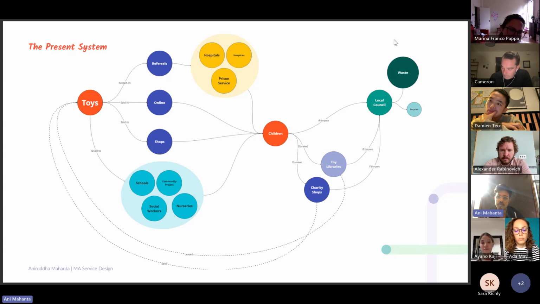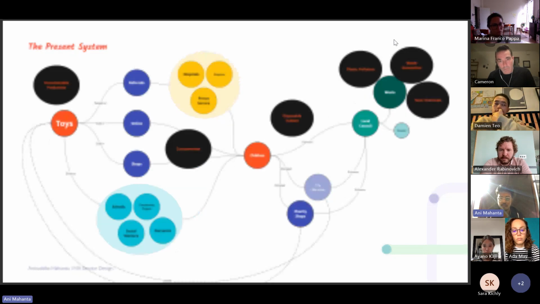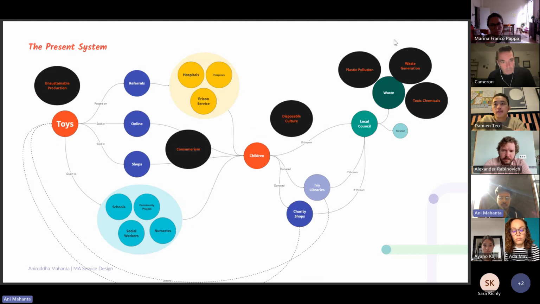But then if toys are not passed on and if they are thrown, then they end up being taken by the local councils, and if they can be recycled, they are recycled, which is very little in terms of toys, because even in the UK, toys go in the general waste. They are really difficult to recycle. There have been some efforts to recycle toys, but most of it ends up as waste.